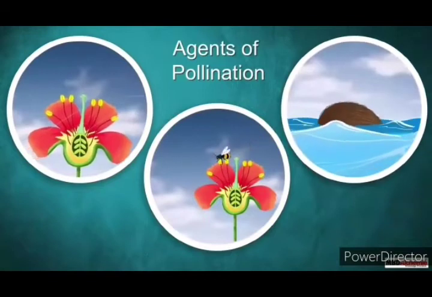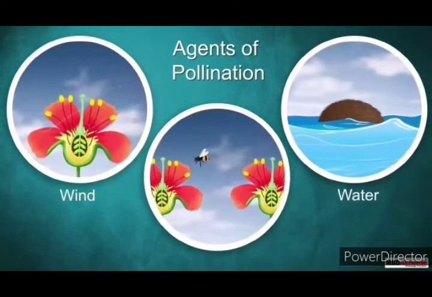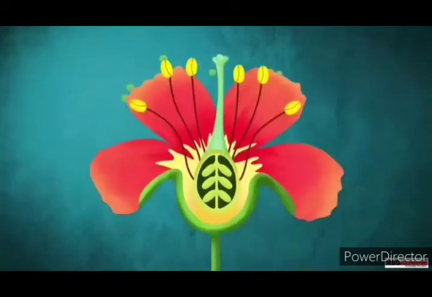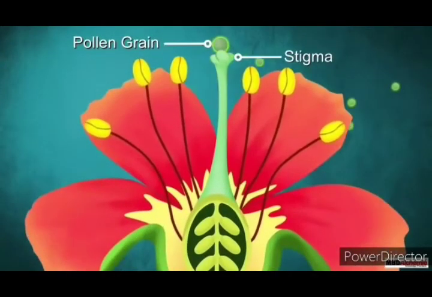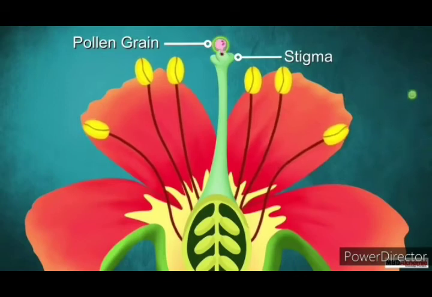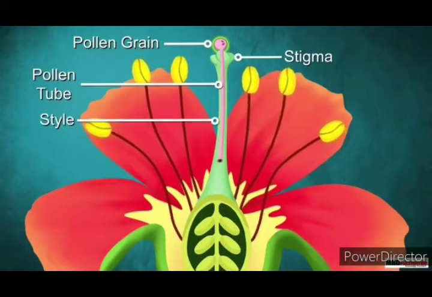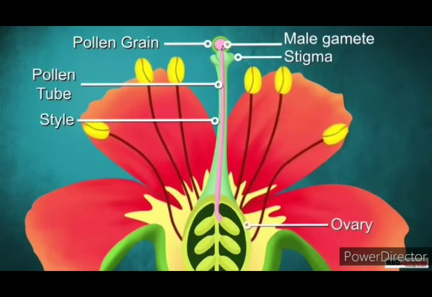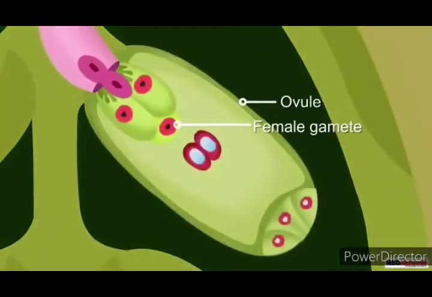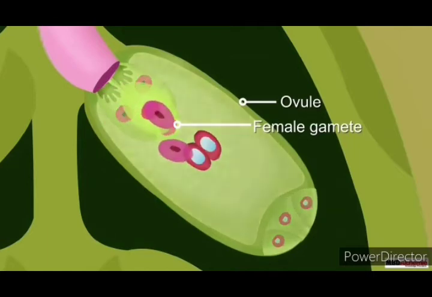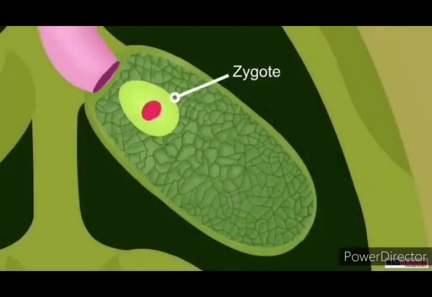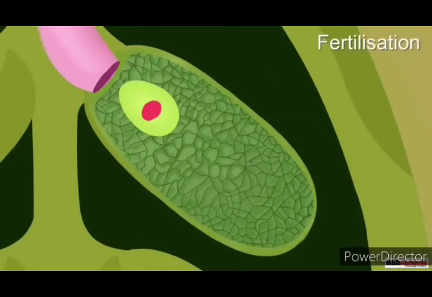Pollination occurs with the help of different agents like wind, water, or animals. Once a pollen grain reaches the stigma of a suitable flower, a tube grows from the pollen grain. This tube travels through the style and reaches the ovary. The male gamete from the pollen travels in this tube and reaches to the female gamete present in the ovule of the ovary. After that, the male and the female gamete fuse together to form the zygote. This process of fusion of male and female gametes is called fertilization.